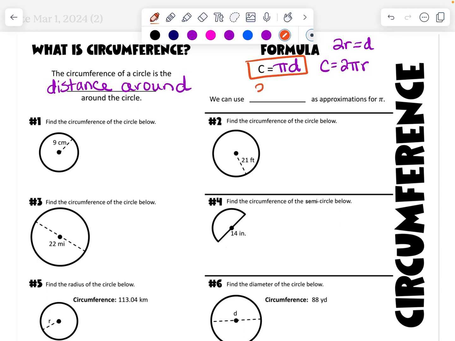We are going to be using 3.14 as our estimation of pi. If you have a calculator that has a pi button, please don't use it. Everyone's going to use 3.14 so that we all get the same answer. All right, let's start some examples.